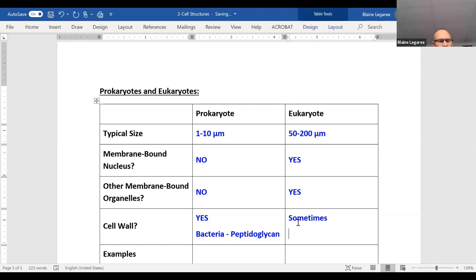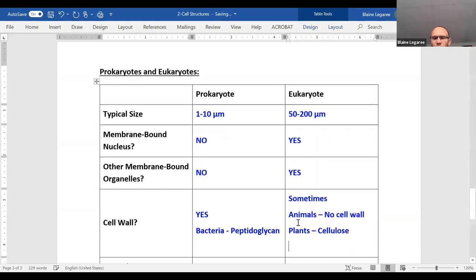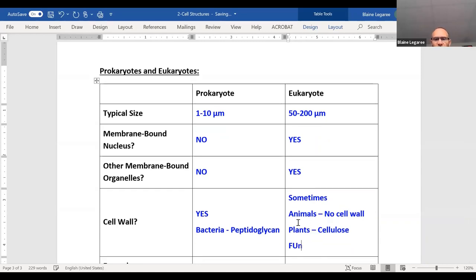So animals, that's us, there's no cell wall. There are other types of eukaryotes though, plants. Of course, plants don't usually infect us. We're not going to talk about them in this class in any detail, but if you must know, plants have cellulose, and that's something you may have heard of. We are going to talk about fungi though, and fungi have something that's kind of like cellulose, and it's called chitin. And we'll get into that in the next few weeks.